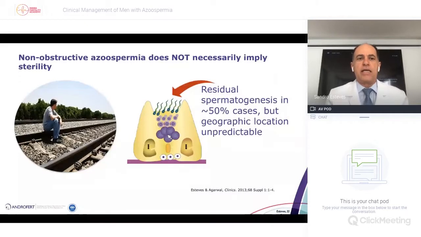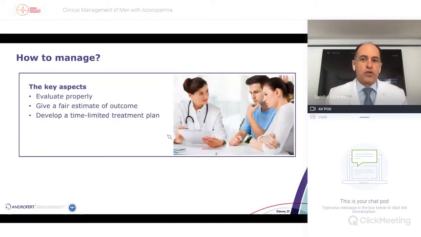The problem is that in patients with non-obstructive azoospermia due to spermatogenic failure, the geographic location is unpredictable. I don't know where this residual spermatogenesis is. So we need to do something, and the thing we need to do is obviously sperm retrieval, but we need to apply a technique that will be able to increase the success rate.